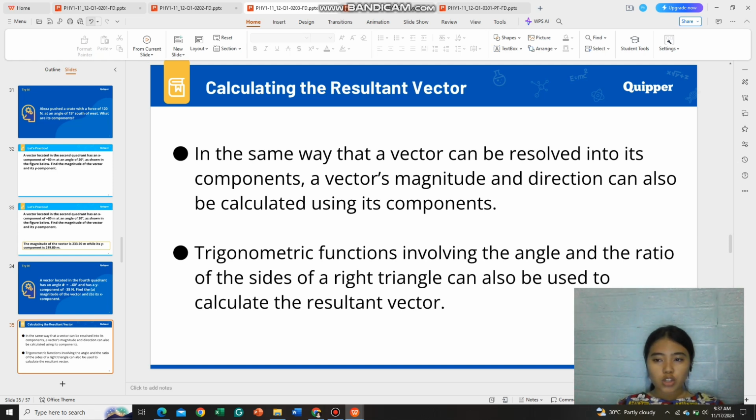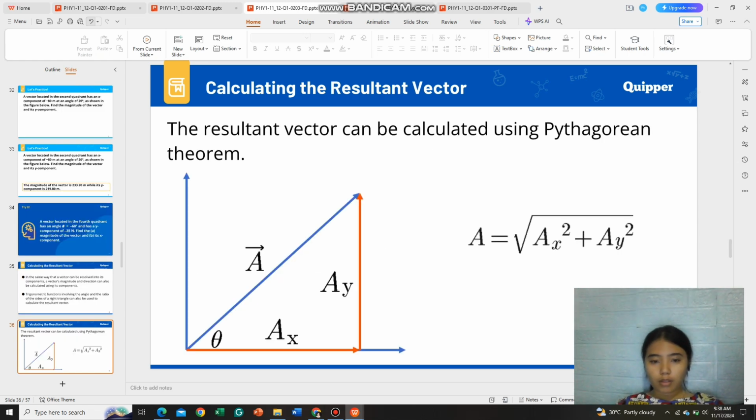So in the same way that a vector can be resolved into its components, a vector's magnitude and direction can also be calculated using its components. Trigonometric functions involving the angle and the ratio of the sides of a right triangle can also be used to calculate the resultant vector.